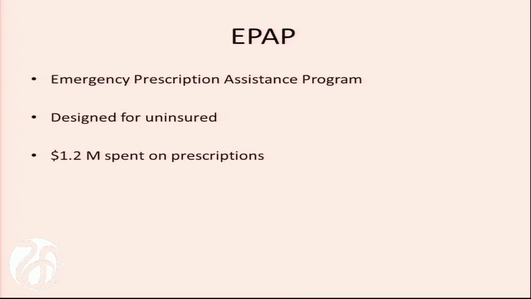The EPAP is the Emergency Prescription Assistance Program, and it's designed for the uninsured. It's a federal program, and it allows a person to go to a mobile pharmacy, or a regular pharmacy for that matter, in the aftermath of a storm to get the prescriptions they need. It was first used during Hurricane Sandy, and about $1.2 million was spent on prescriptions at that time.